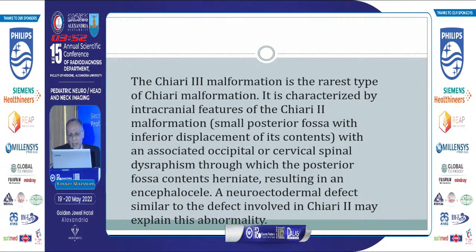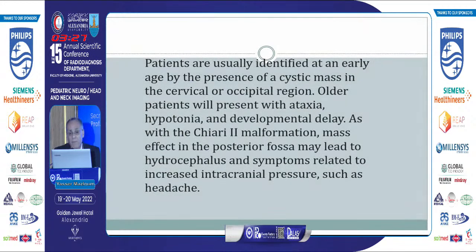Chiari-3 malformation is the rarest type of Chiari malformation, characterized by the intracranial features of Chiari-2 malformation, a small posterior fossa, and inferior displacement of contents with associated occipital or cervical spinal dysraphism, through which posterior fossa contents herniate, resulting in encephalocele. A neuroectodermal defect similar to the defect involved in Chiari-2 may explain this anomaly. Patients are usually identified at an early age by the presence of a cystic mass in the cervical occipital region. Older patients will present with ataxia, hypotonia, and developmental delay. As with Chiari-2 malformation, a small posterior fossa may lead to hydrocephalus with symptoms related to increased intracranial tension.